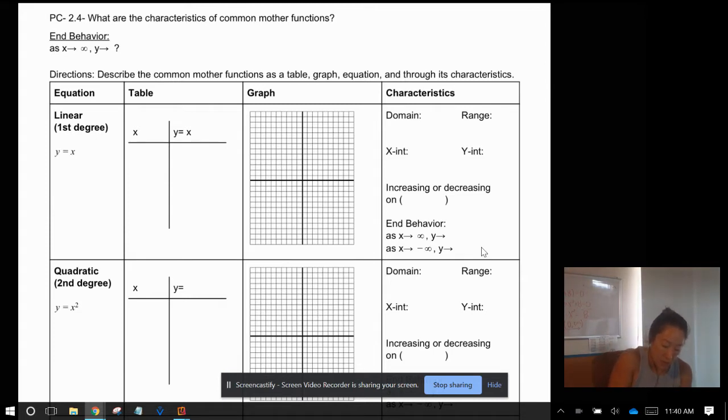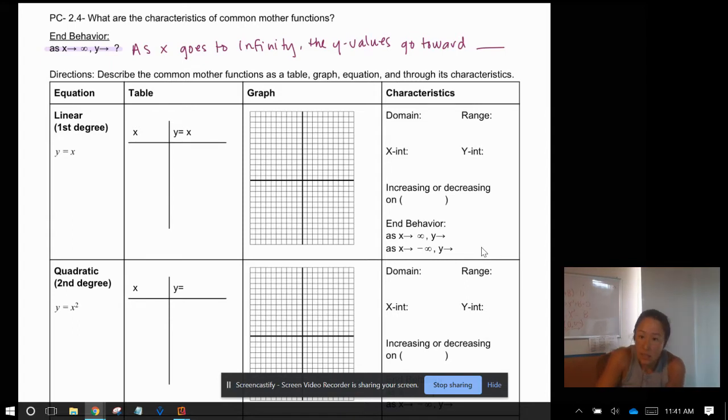So just one thing to remember is that end behavior is as x goes to infinity, y goes toward blank, okay? And then the same can be true about negative infinity. So this as x goes to infinity is reading to the right, and then as x goes to negative infinity would be reading to the left.